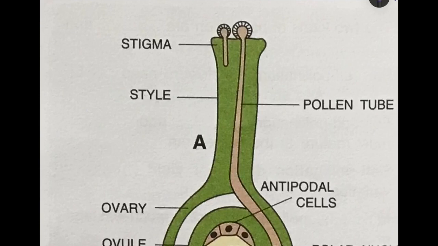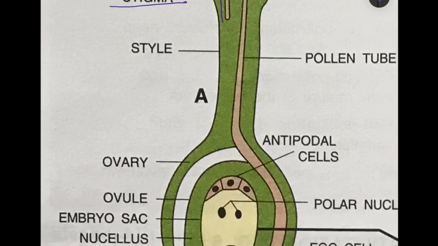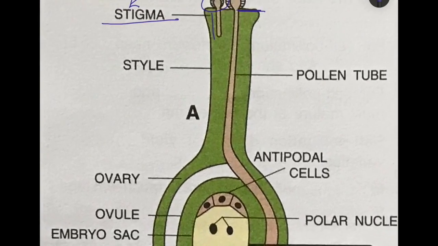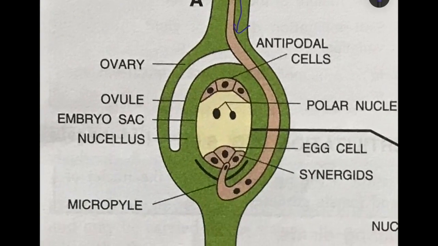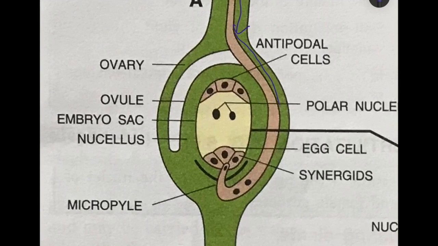The pollen grain lands on the stigma, and the stigma produces sugar, which stimulates the pollen grain to germinate. So when it germinates, it grows a pollen tube which grows through the stigma. It grows through the style right down, takes a turn here, and it reaches the ovary. First, it reaches the micropyle opening.